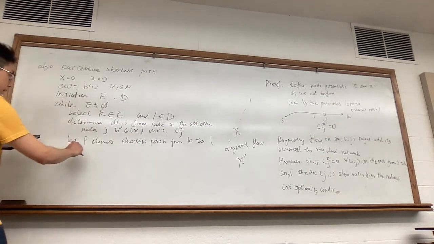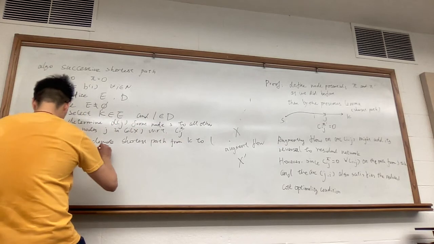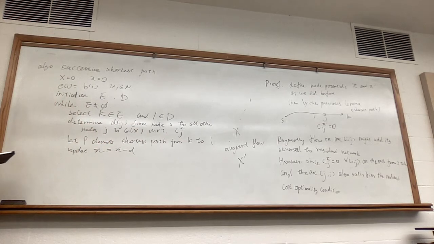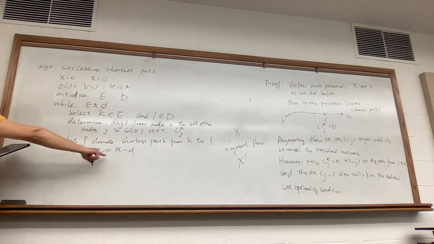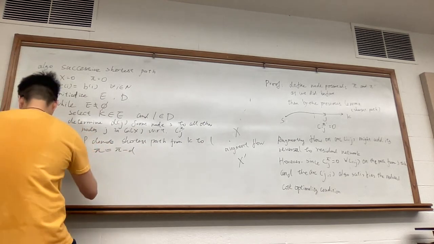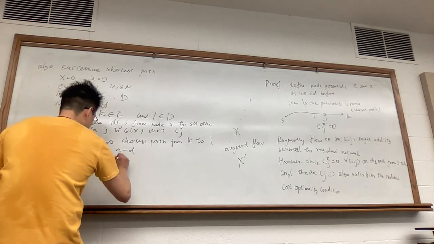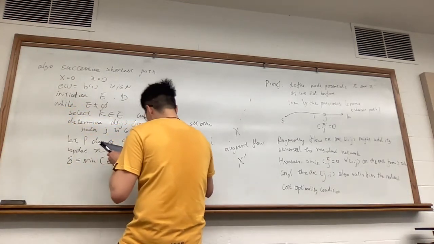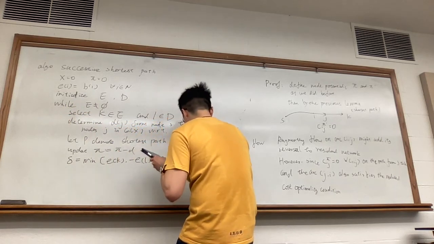Okay, so we let P denote the shortest path from K to L, and we update pi equals pi minus d. Previously, when we introduced the lemma, we said that pi prime equals pi minus d. But now you can just feel free to update the node potential pi equals pi minus d. And we let delta equal the minimum of Ek, minus El, and the minimum of this step is kind of complicated. I'll explain why.